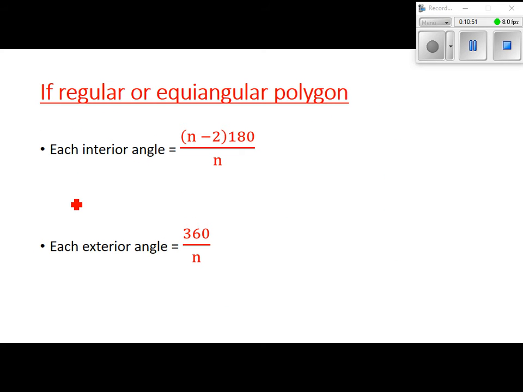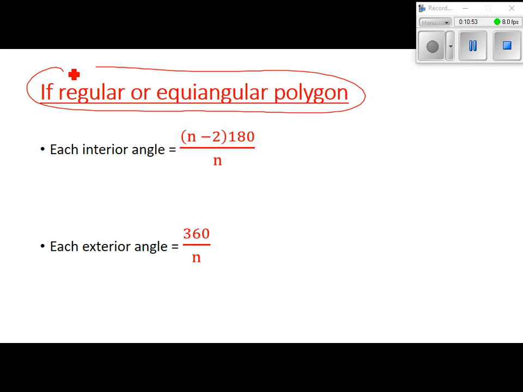If a polygon is regular or equiangular, then we can find each interior angle or each exterior angle. And it's usually easier to find each exterior angle first because it's an easier formula than this top one. The way we find it is we still find the sum, that's what's on top here, the sum of all the interior angles, and then all we're going to do is divide by how many sides that shape has.